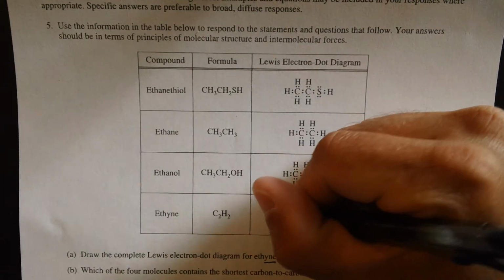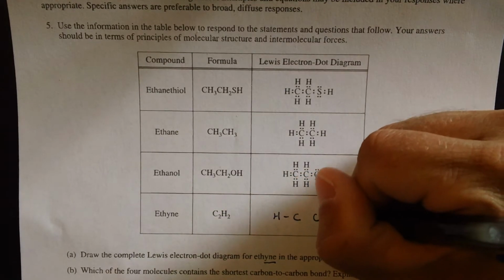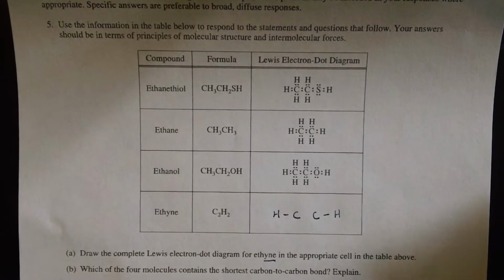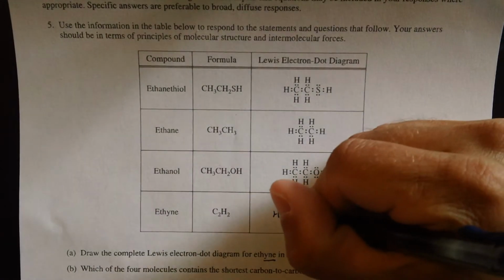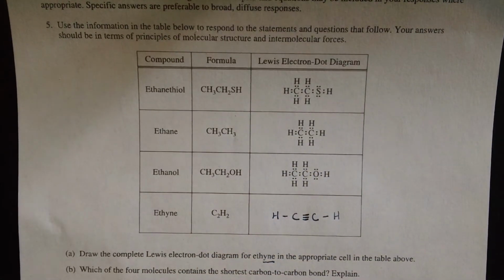So there's symmetry here, which means one of those hydrogens is going to come off each of the carbons, and then we still have 3 pairs left. And the only way to complete the octet for both of those carbons is to have a triple bond in the middle. So it looks like that.